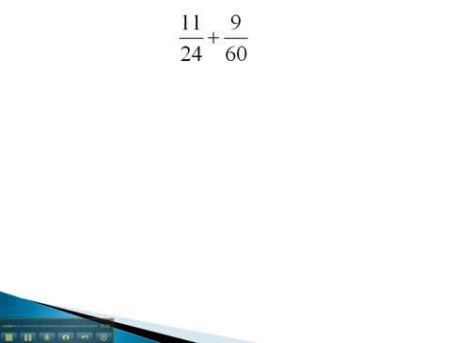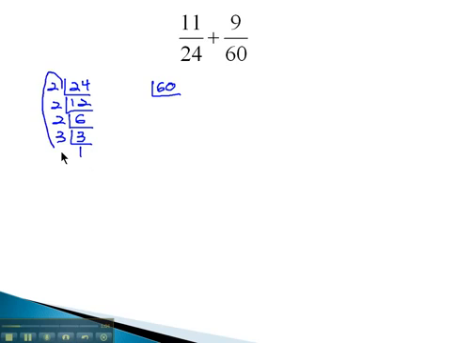This first example would be very difficult to find the least common denominator by just using mental math. So let's try using the prime factorization method. Recall, the prime factorization method requires us to find the prime factorization of 24 and 60. 2 goes into 24 12 times, into 12 2 times. 2 goes into 12 6 times, and 2 goes into 6 3 times, which divides by 3 1 time. And so we get the prime factorization of 2 cubed times 3.